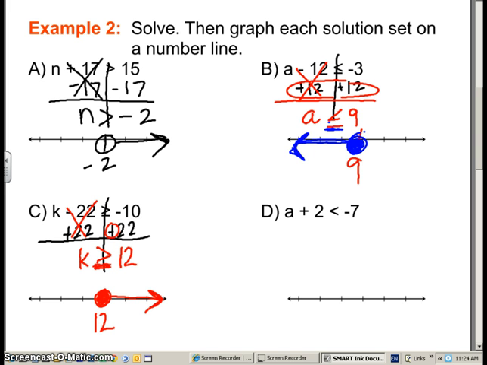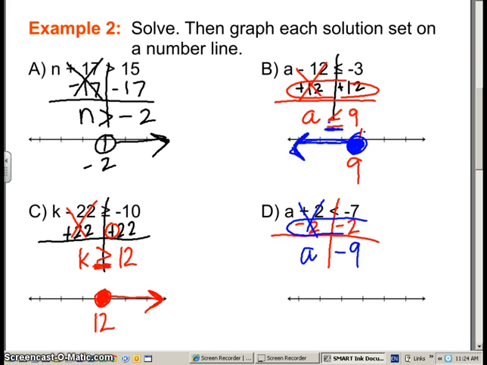And letter D, my variable's already on the left. The inverse of adding 2 is? I'm going to do it to both sides. My inverses cancel out. I'm left with A on the left. A negative 7 and a negative 2. The signs are the same, so we are going to add and get a negative 9.